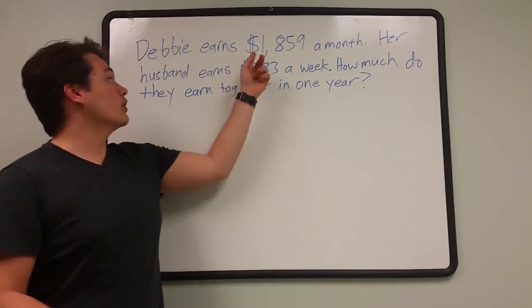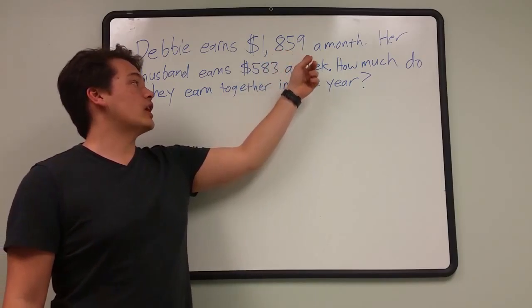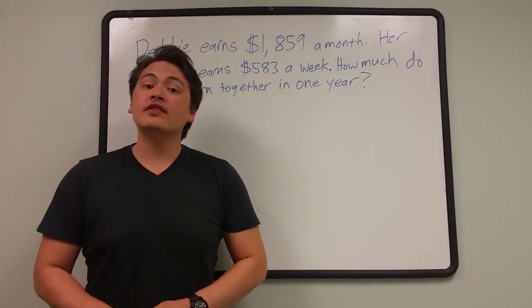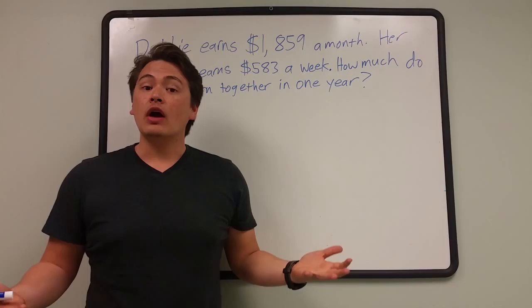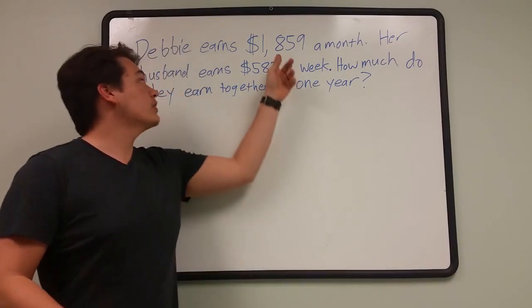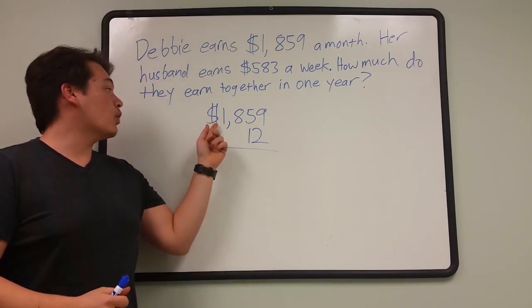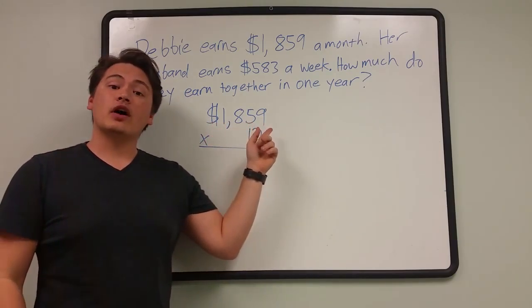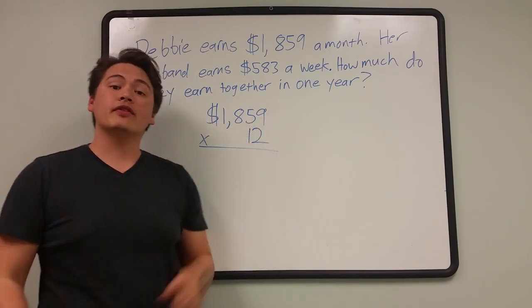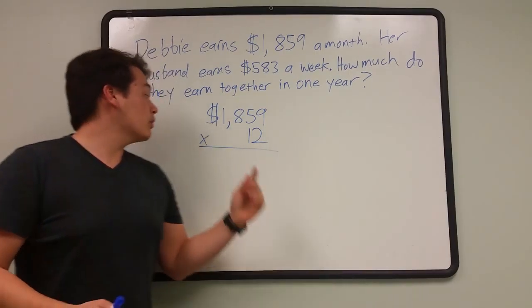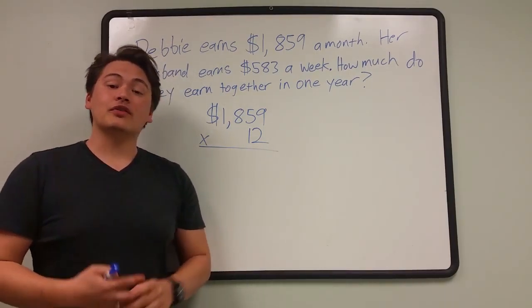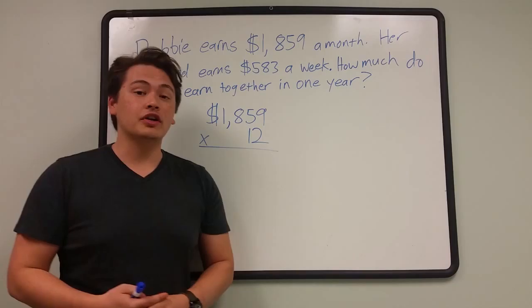It says that she earns $1,859 a month, and since there are 12 months in a year, we're going to multiply 12 times how much she makes in a month. So Debbie earns $1,859 a month, and there are 12 months in a year. So the result is going to be how much she makes in a full year.